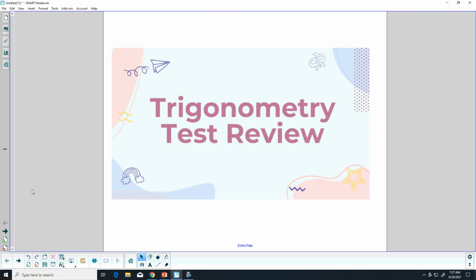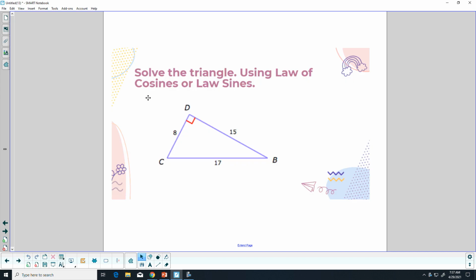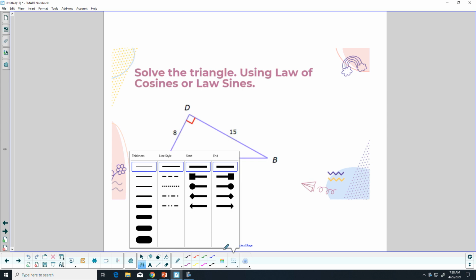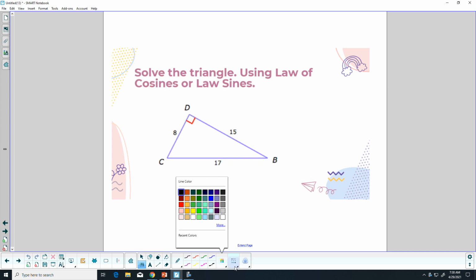Let's work on the trig test review. First question, we want to solve the triangle using the law of sines or cosines. I'm going to need my calculator for this one. I might not show everything, but what I notice on this one is I've got three sides. Hey, but then I notice right away I've got a right angle. If I've got a right angle, I don't have to use the law of sines or cosines. I can go ahead and use right triangle trigonometry with SOH CAH TOA.